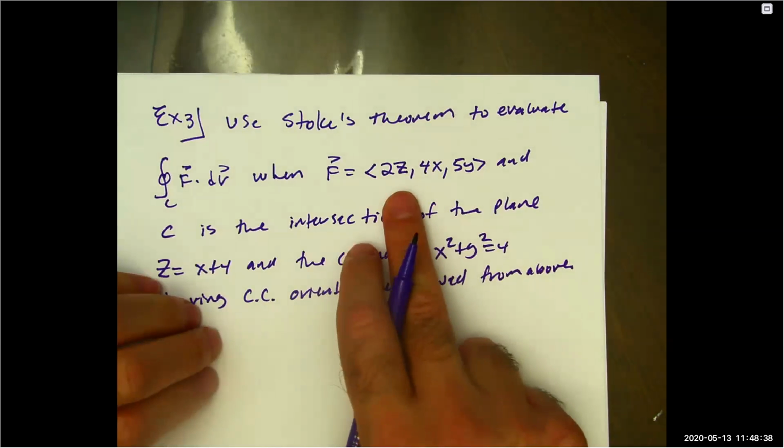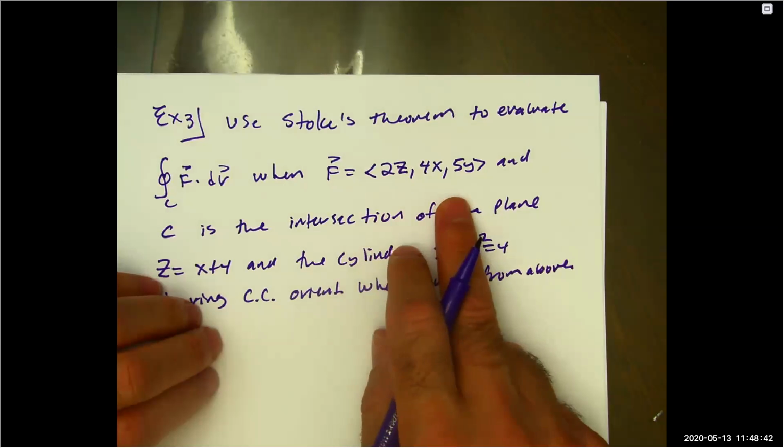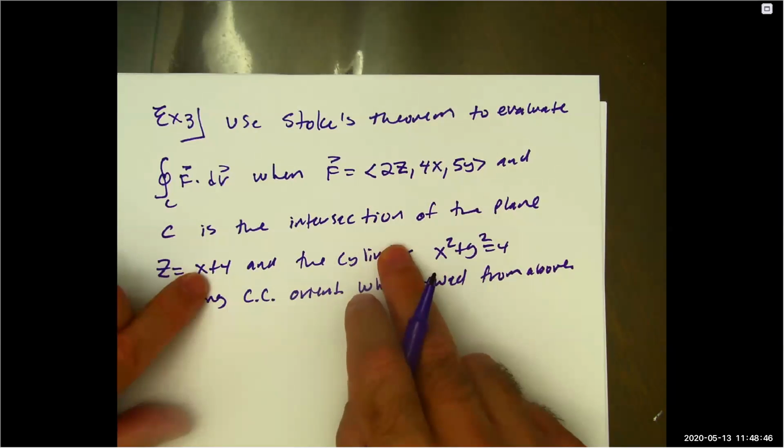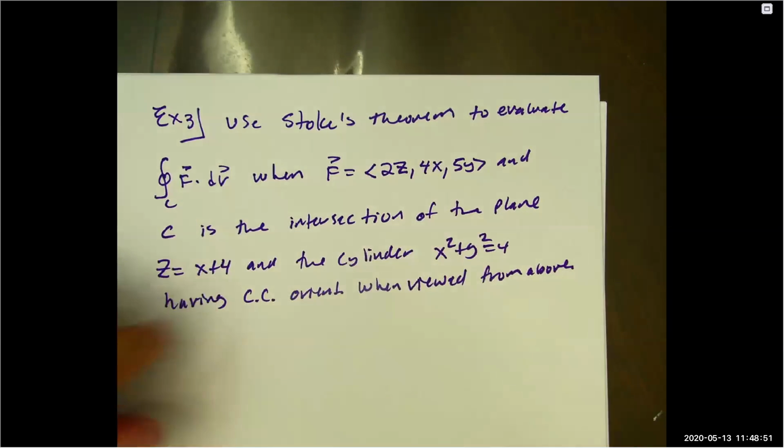The x component function is 2z. The y component function is 4x. And the z component function is 5y. And C is the intersection of the plane z equals x plus 4 and the cylinder x squared plus y squared equals 4, having counterclockwise orientation when viewed from above.